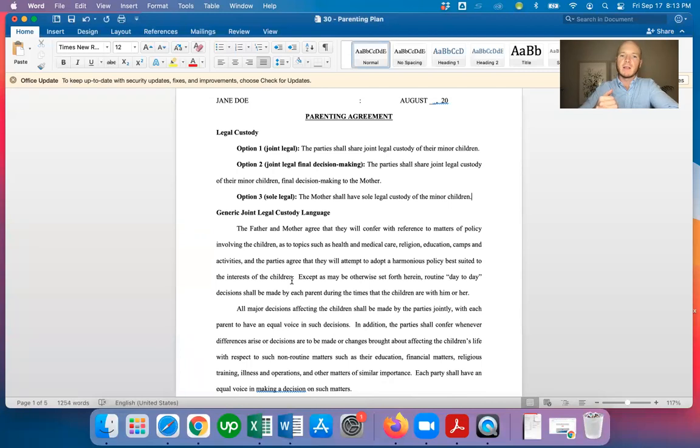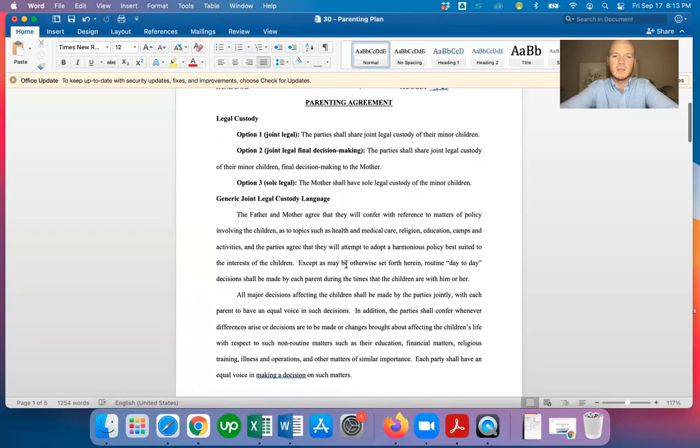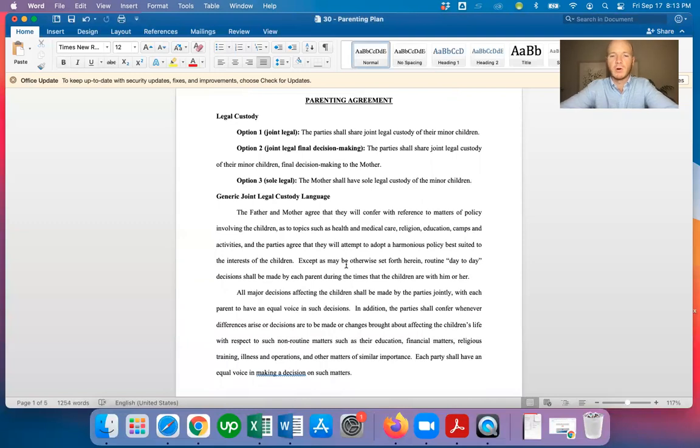Then a lot of parenting plans will have some generic joint legal custody language. You don't have to have this language, but a lot do, just to help folks understand what joint legal custody means. So here we've got the father and mother agree that they will confer with reference to matters of policy involving the children as to topics such as health and medical care, religion, education, camps, and activities. And the parties agree that they will attempt to adopt a harmonious policy best suited to the interests of the children. Except as may be otherwise set forth herein, routine day-to-day decisions shall be made by each parent during the times that the children are with him or her.